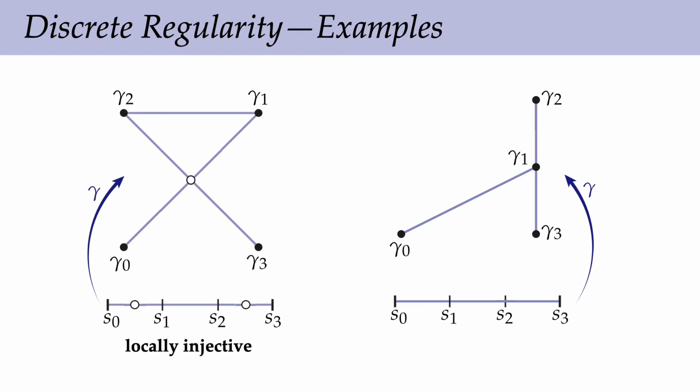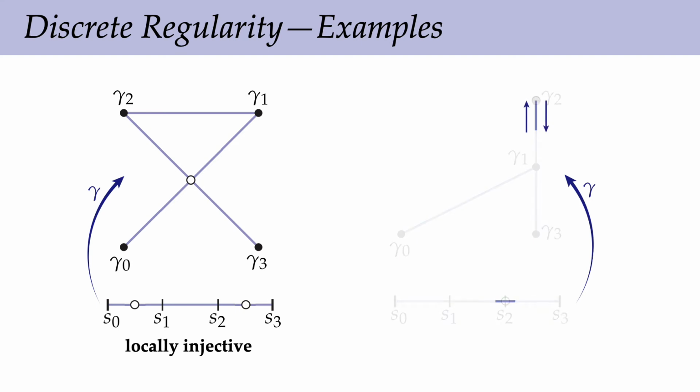Well, just as on the previous slide, it's at this point gamma 2. Right, at gamma 2, first of all, globally, it's definitely not injective. I go along gamma 1 to gamma 2, and then I trace back along that edge as I go down to gamma 3. And even if I restrict myself to some small interval around this point gamma 2, or this point in the domain S2, I'm always retracing my steps.